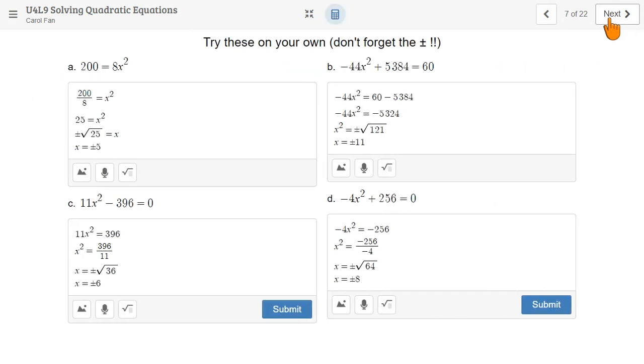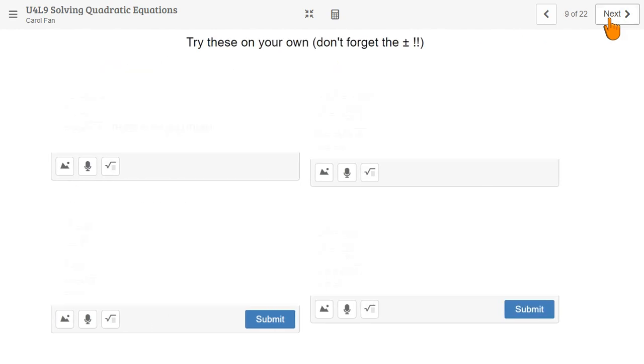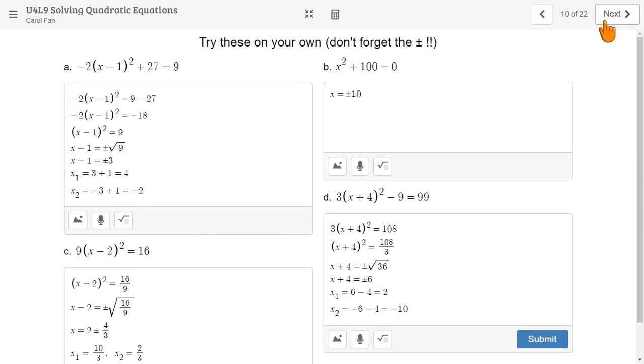Slide 7, slide 8, slide 9, and slide 10.